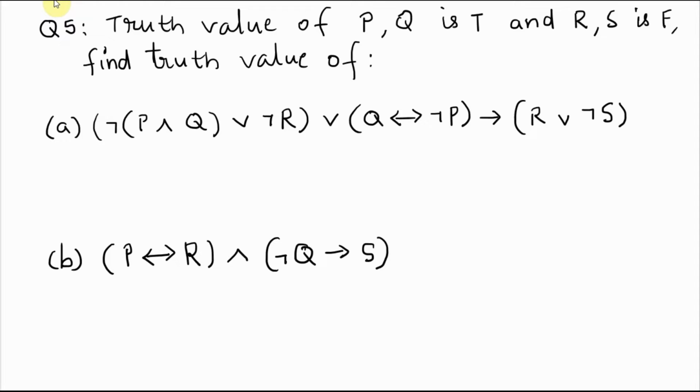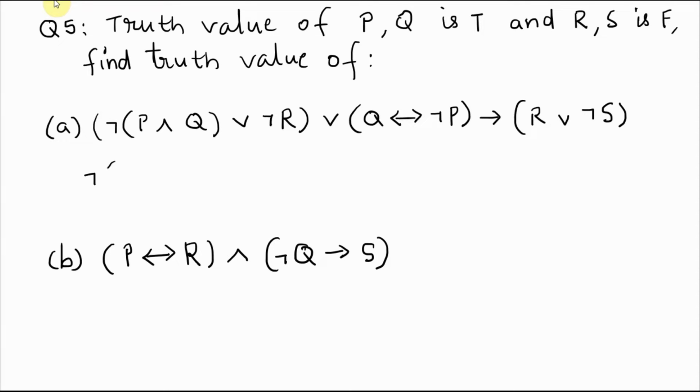Part A and part B. Question B says P is biconditional with R, and not Q implies S. So these two questions we have to solve, and to solve this we just need to replace the true values for P and Q and the false values for R and S, and once we do that we can evaluate it. So just replace the variables with the respective truth values of the individual statements.